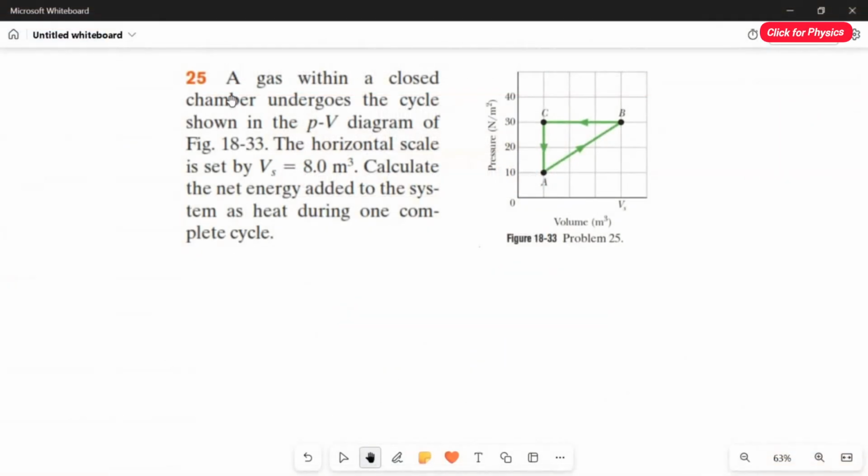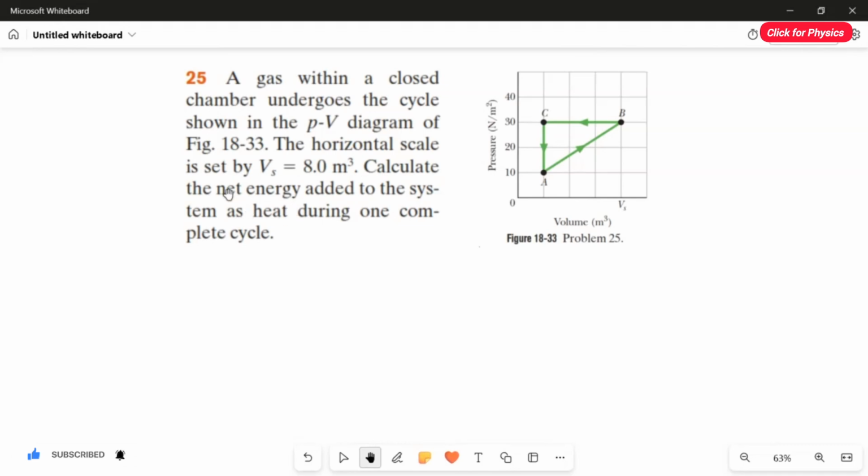Problem number 25. A gas within a closed chamber undergoes the cycle shown in the PV diagram of the given figure. The horizontal scale is set by Vs, which is equal to 8 cubic meters. Calculate the net energy added to the system as heat during one complete cycle.